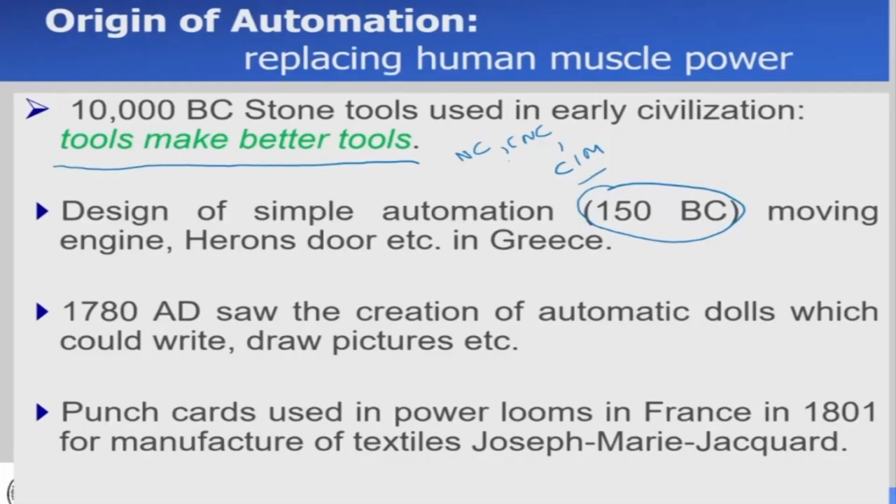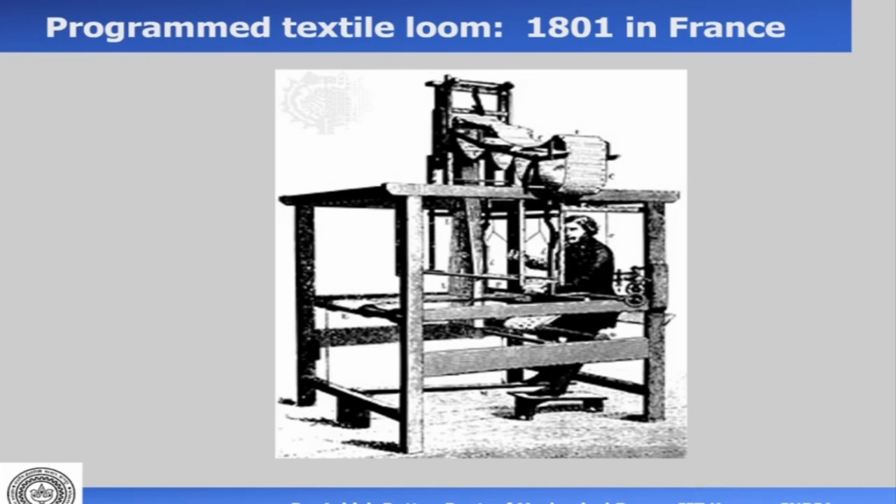Now, as we go further, about 1780 saw the creation of automatic dolls, which could write and draw pictures. These were mechanisms basically, and they had some kind of a key. If you wound up the key, there would be a spring inside. That's where the energy gets stored in the form of potential energy. These dolls could move in different positions and do different things. Some of them could write, some could draw pictures. These dolls are there even today in some of the robotics museums around the world. Now, as we progress further, 1801 saw the creation of a programmable textile loom.